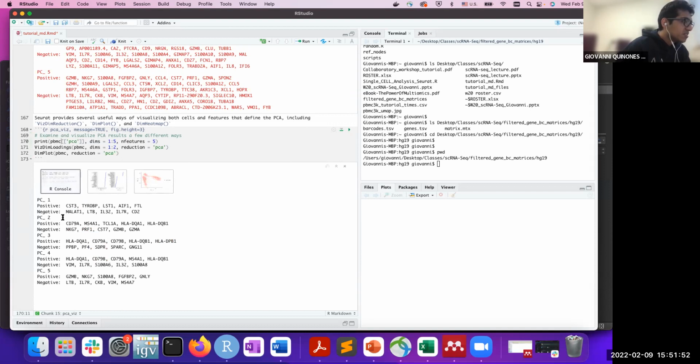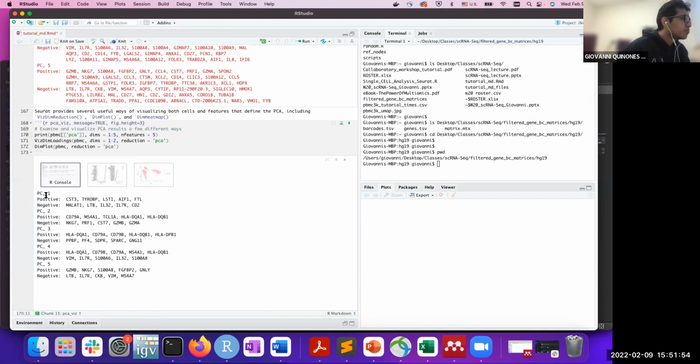So this is our first output. Here, with this parameter, we're printing the first 5 dimensions, so we have PC1 all the way to PC5. And we're also printing 5 features, so 5 genes, for each PC, and they're further split into positive and negative.